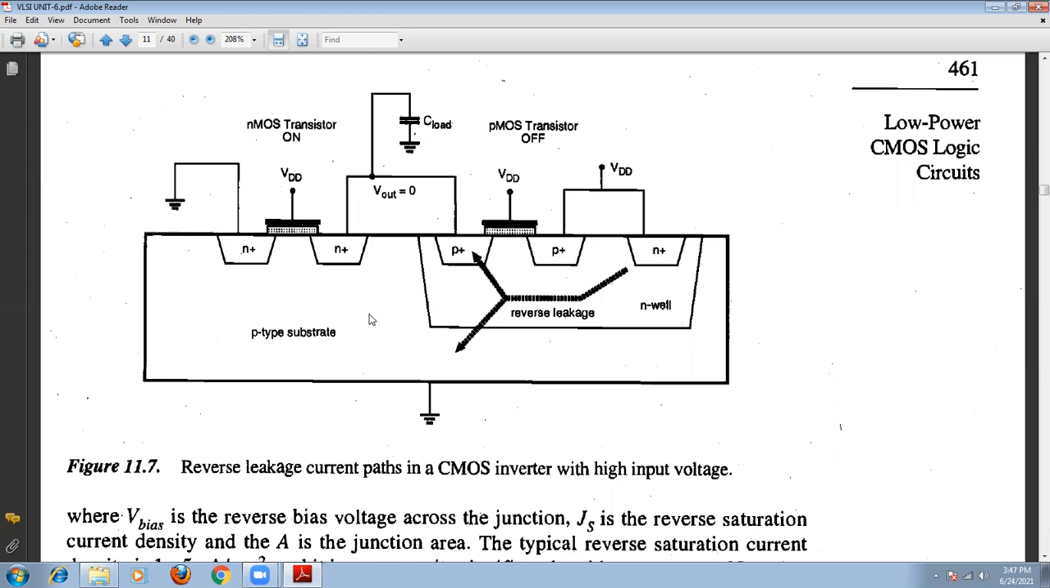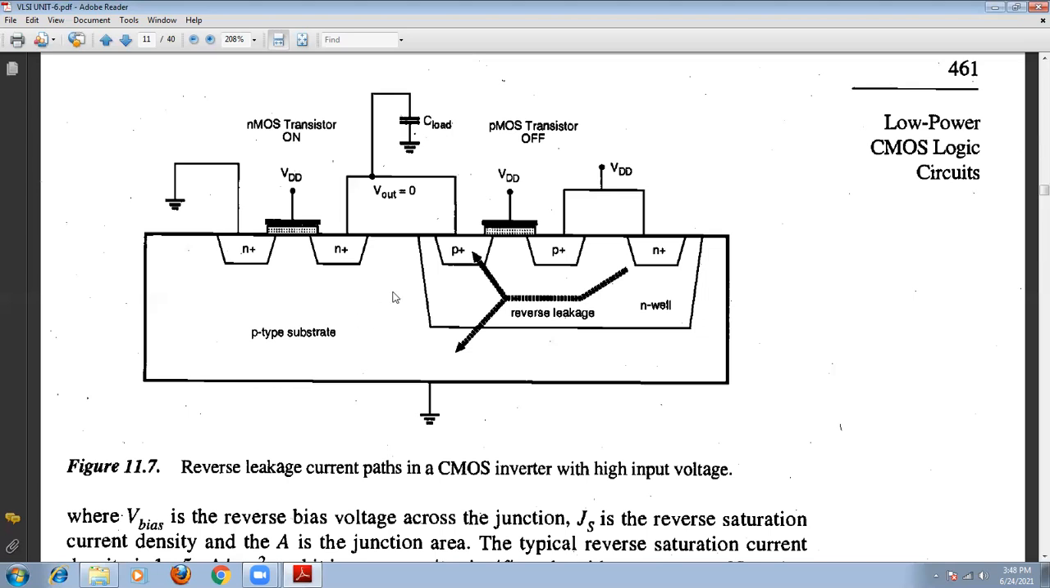The reverse diode leakage current exists when the PN junction between the drain and the bulk of the transistor is reverse biased. Just observe here, the reverse bias leakage current basically occurs when the PN junction between drain and bulk, that means the drain and the substrate of the transistor, is reverse biased. This reverse bias junction conducts a reverse saturation current which is drawn from the power supply.